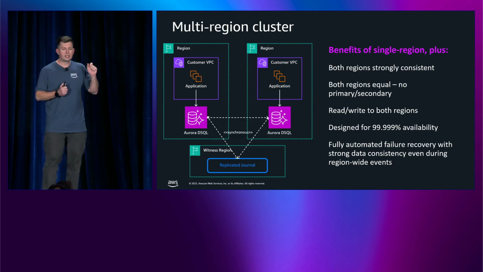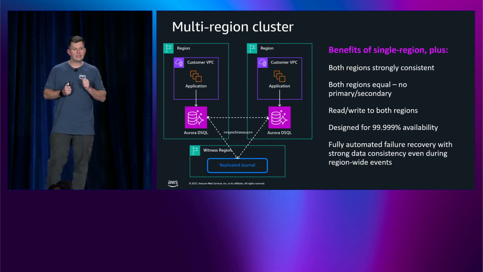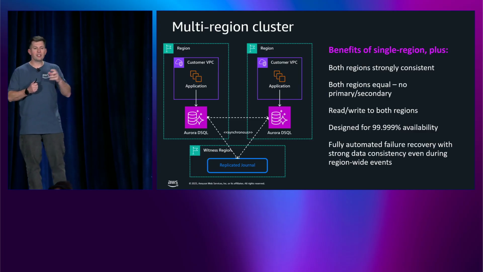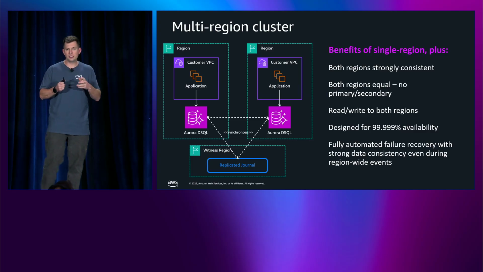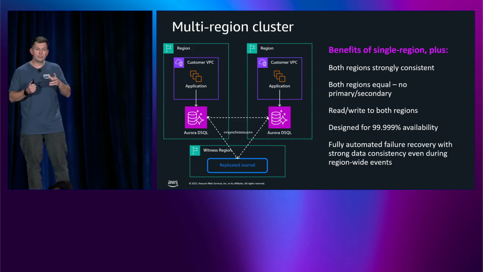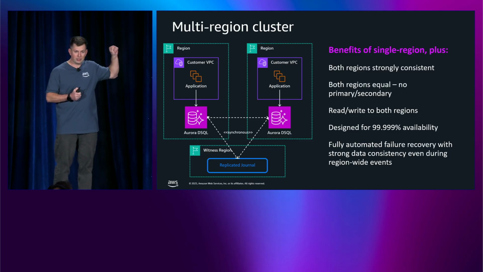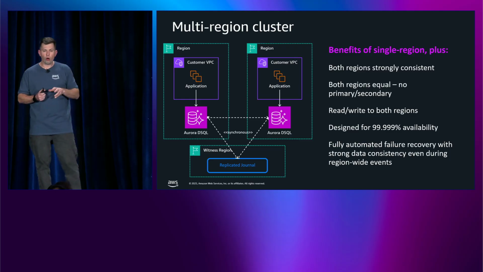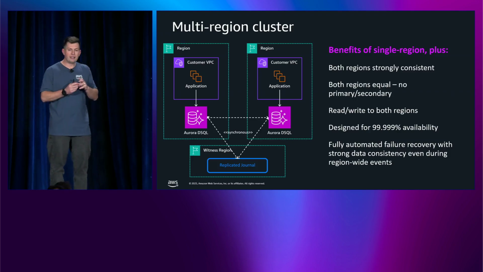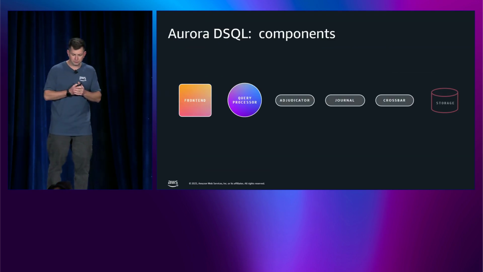Witness region participates in the write quorum and works as the tiebreaker to decide which region can continue to write in case of the network partitioning. The witness region receives the data from the regional cluster. It also holds a limited amount of the encrypted transaction log, but it doesn't have any cluster or any endpoints.